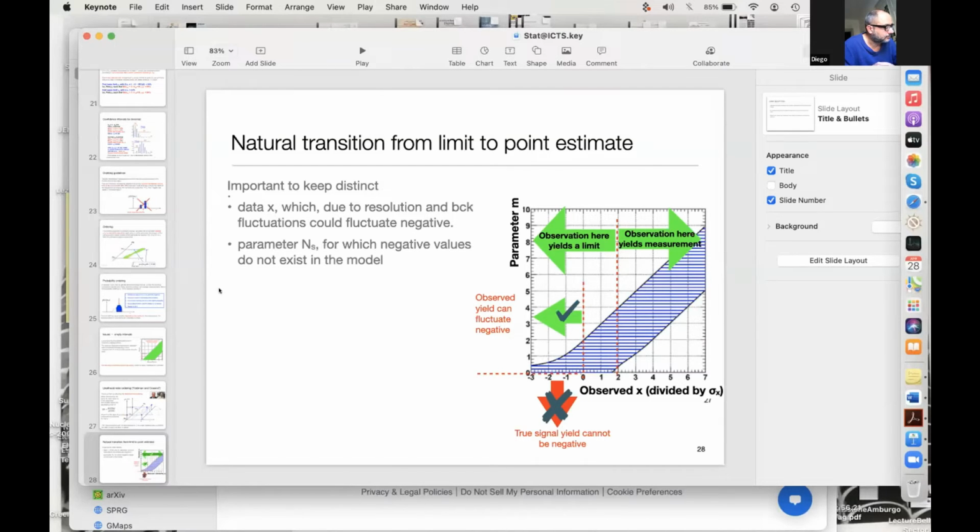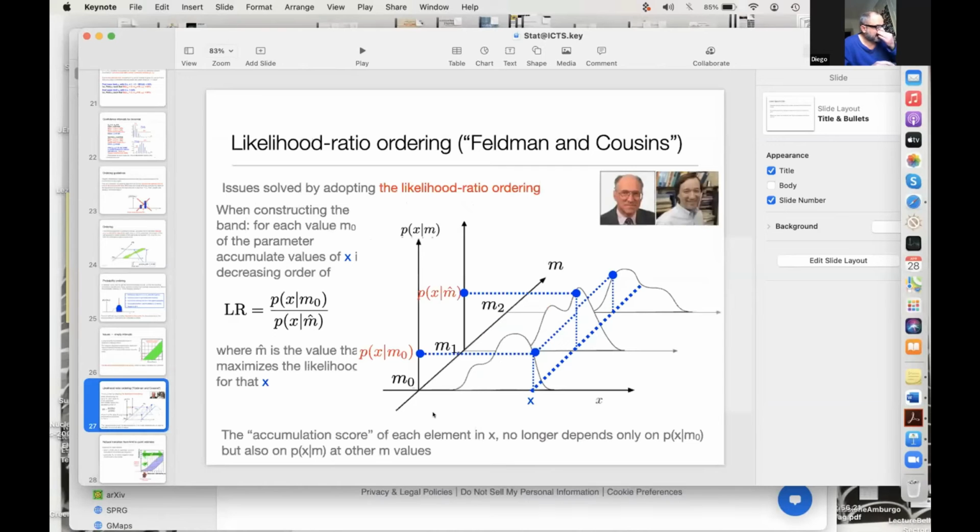Can you please explain again what is M hat? Yes, M hat is the value of the physics parameter M that maximizes the likelihood for that piece of data. So you have a piece of data here. This is the value of the likelihood at M0. This is the maximum likelihood, the value of the likelihood at M hat. And you take this value divided by this value as your ordering parameter. Does that answer your question?